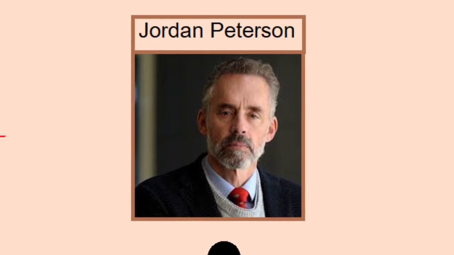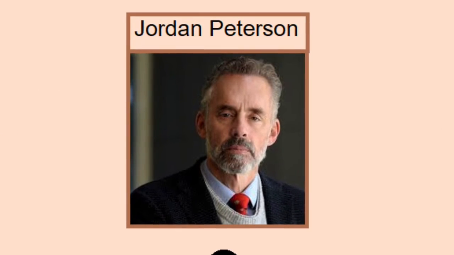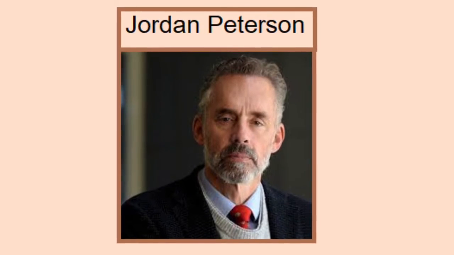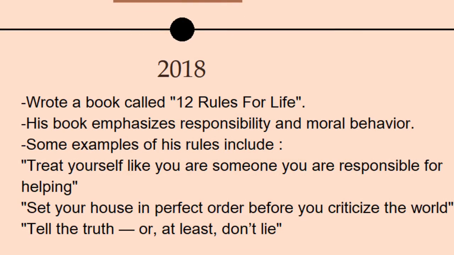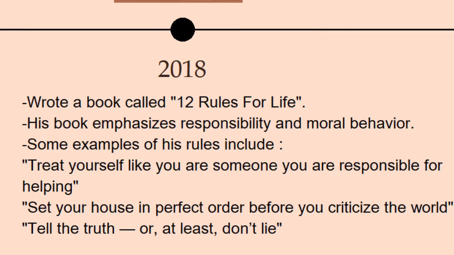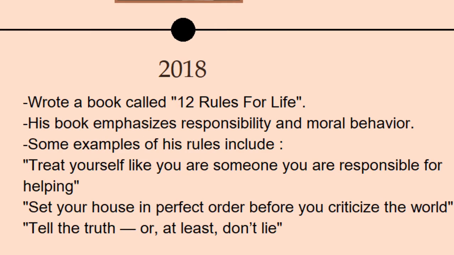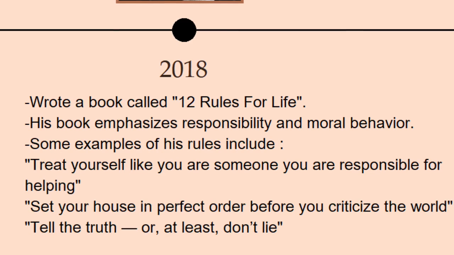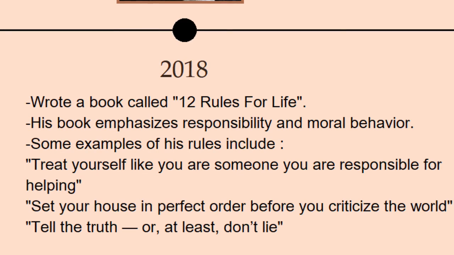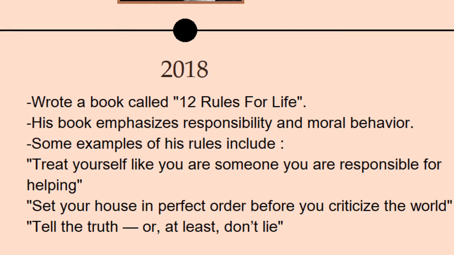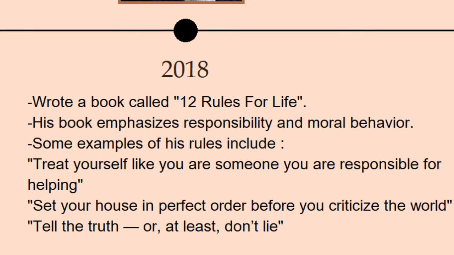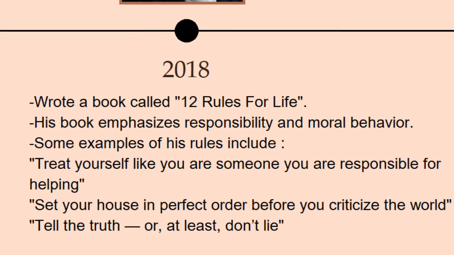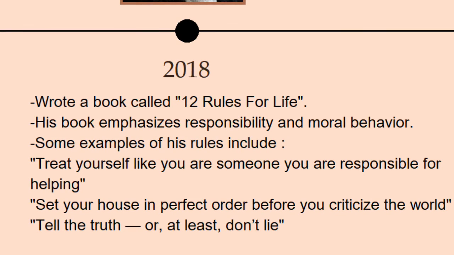In 2018, Jordan Peterson, a clinical psychologist from Canada, wrote a best-selling book called 12 Rules for Life. His book emphasizes responsibility and moral behavior. Some examples of his rules include: treat yourself like you're someone you are responsible for helping. Set your house in perfect order before you criticize the world, and tell the truth, or at least don't lie.